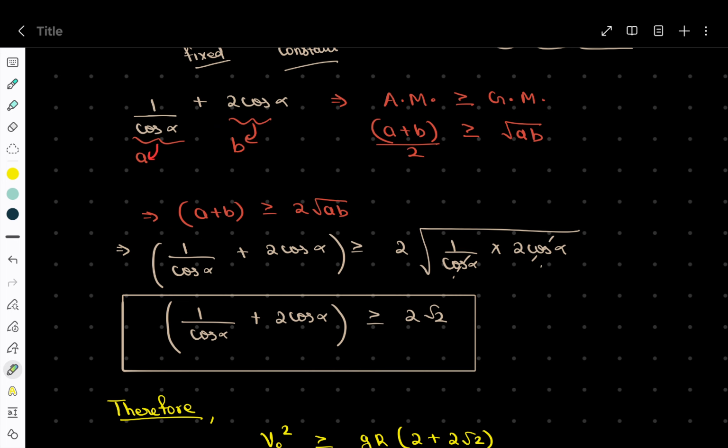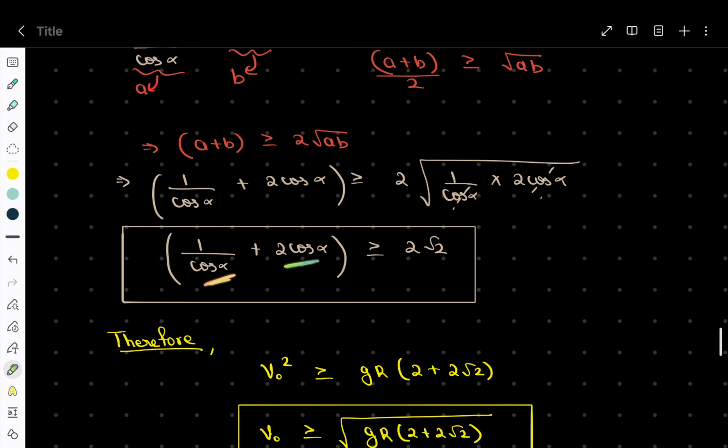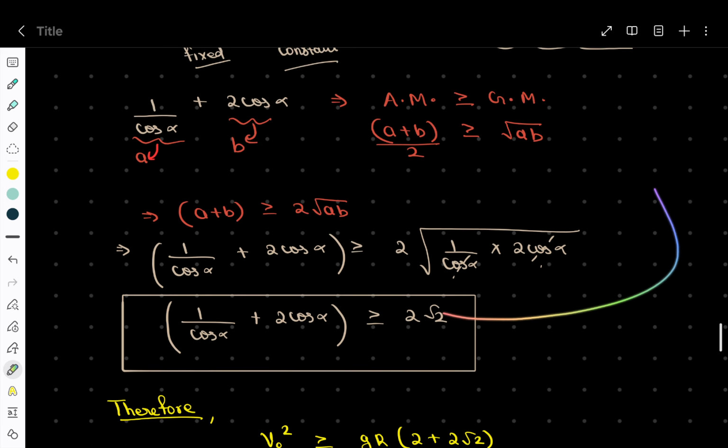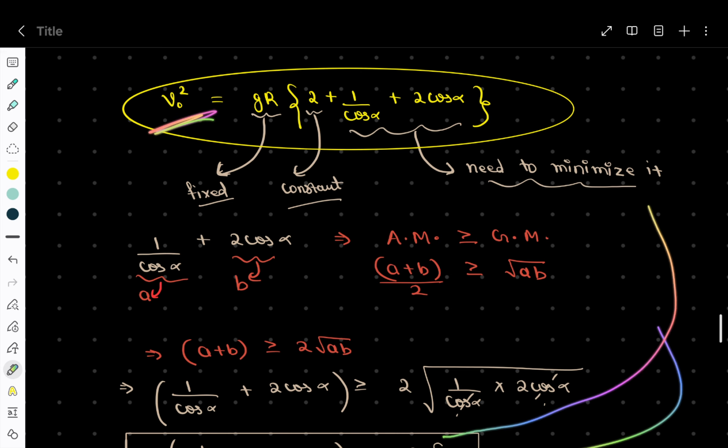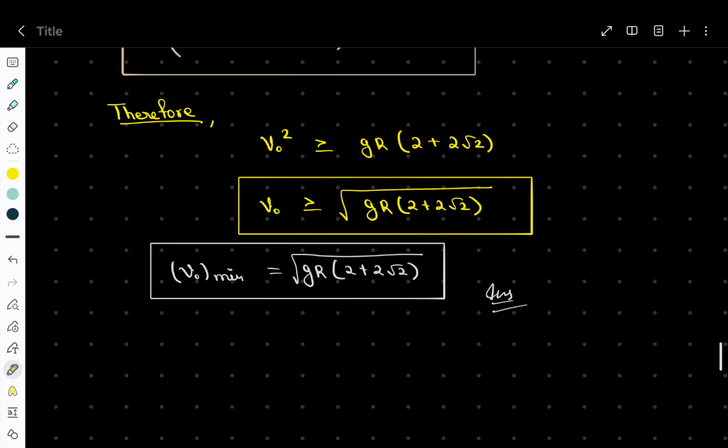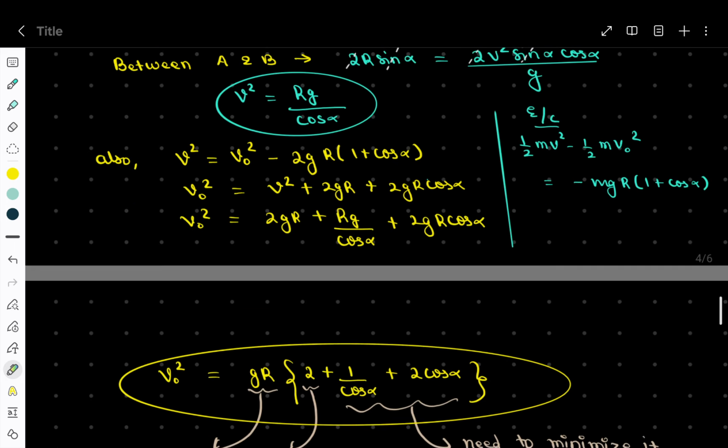So a is 1 by cos alpha and b is 2 cos alpha. This cos alpha will get cancelled out, and I'll have 1 by cos alpha plus 2 cos alpha must be greater than or equal to 2 root 2. Alright. Now just put this thing over here. What I'm getting is v naught square must be greater than or equal to gr(2 plus 2 root 2). So v naught must be greater than or equal to root under gr(2 plus 2 root 2). That means the minimum velocity required is root under gr(2 plus 2 root 2). So this is what we are getting as the minimum speed required if we consider case 1.